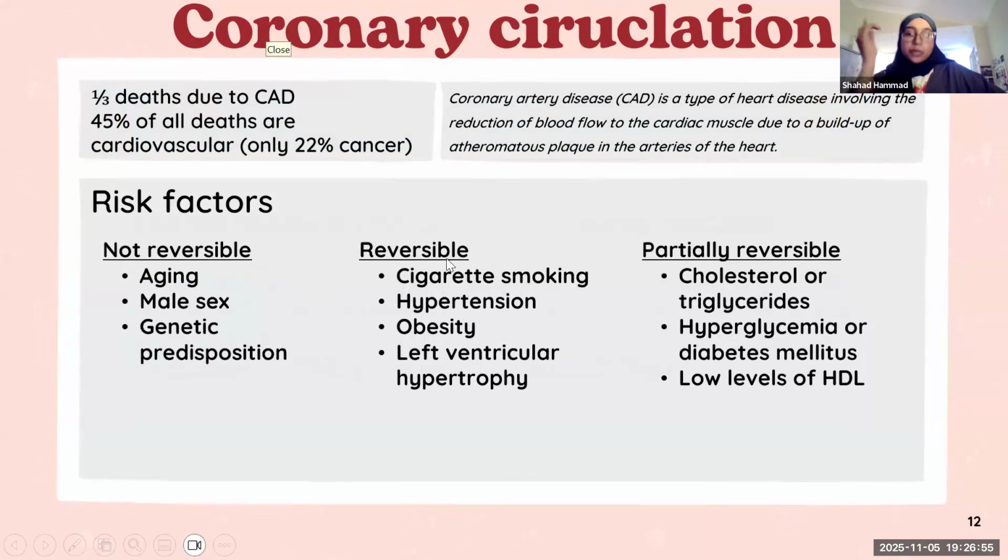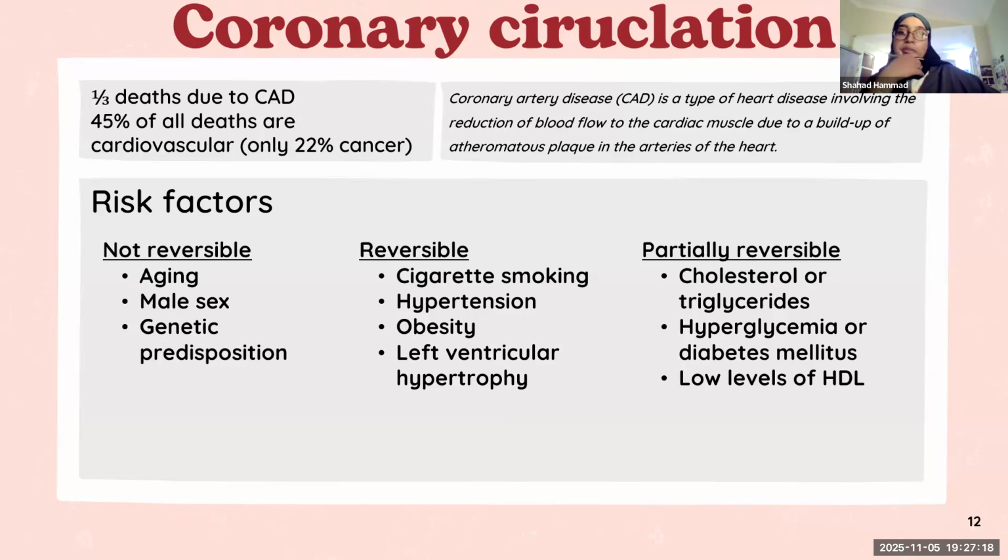So we talk about coronary circulation. We're talking about the blood vessels that are supplying the heart itself. And when we have a disease in these blood vessels supplying the heart, we're going to have a change in the entire body because the heart is what is supplying blood to the rest of the body. So if the heart itself is not getting blood, then the whole body is not going to get blood.